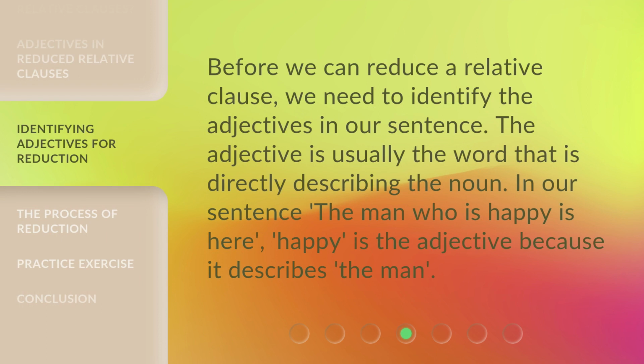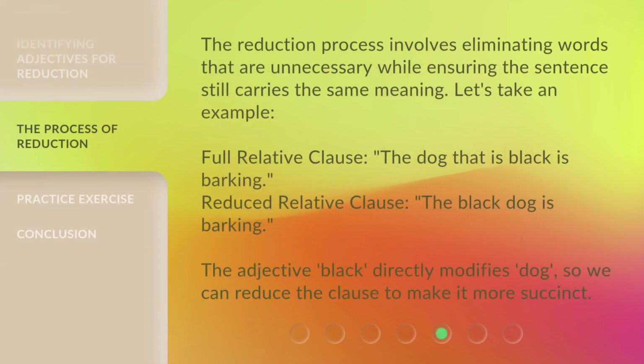Before we can reduce a relative clause, we need to identify the adjectives in our sentence. The adjective is usually the word that is directly describing the noun. In our sentence, "The man who is happy is here," happy is the adjective because it describes the man. The reduction process involves eliminating words that are unnecessary while ensuring the sentence still carries the same meaning.